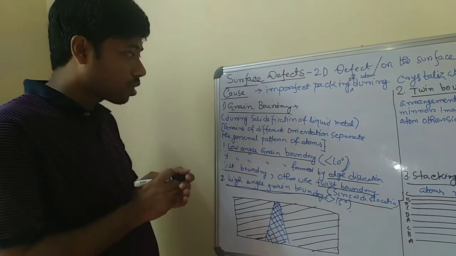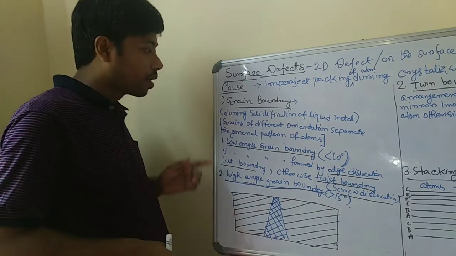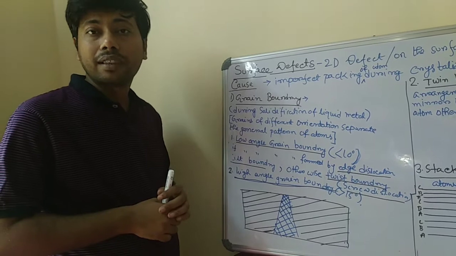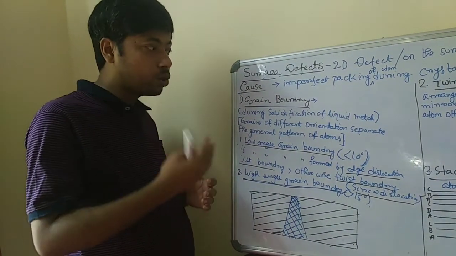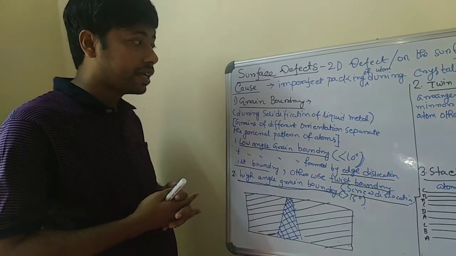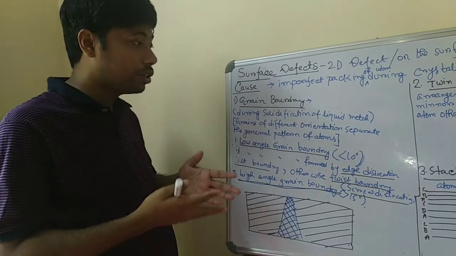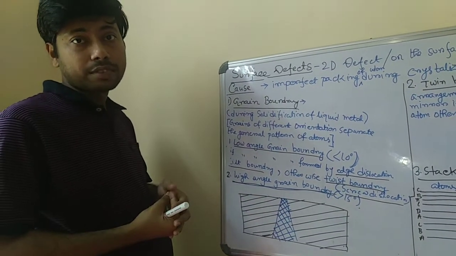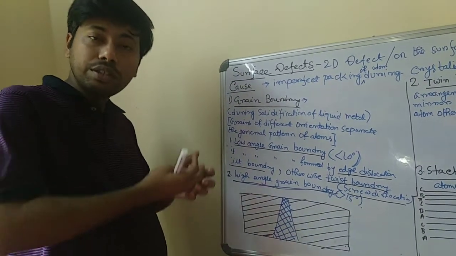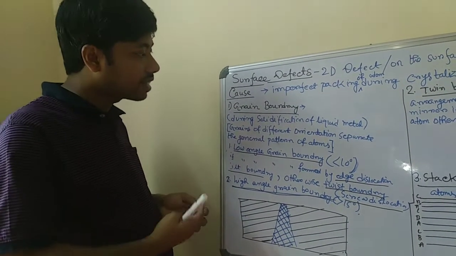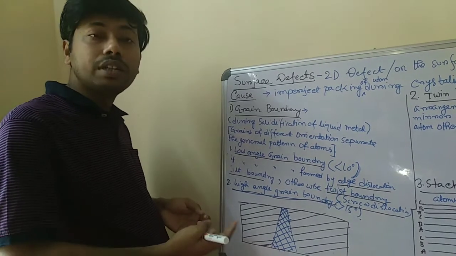Now, what is the cause of grain boundary defect? Number one, the cause is the solidification of liquid metal. That means when liquid metal is transformed into solid metal, that process is called solidification. During this time, when the atoms are arranged, the grain boundary defects occur.